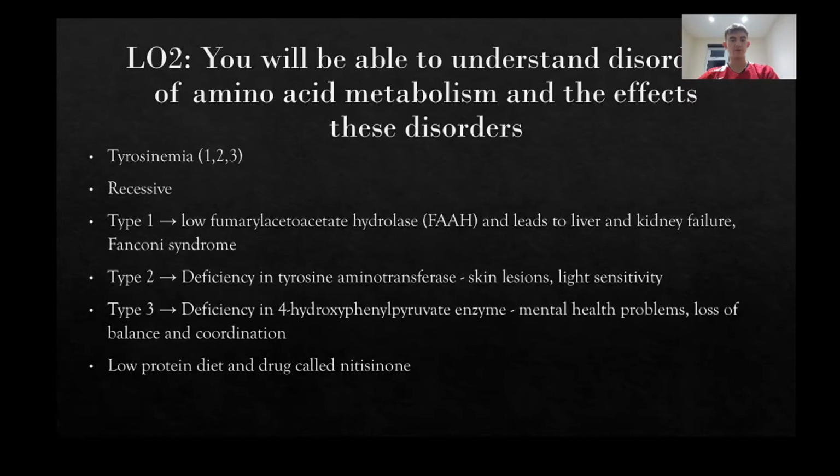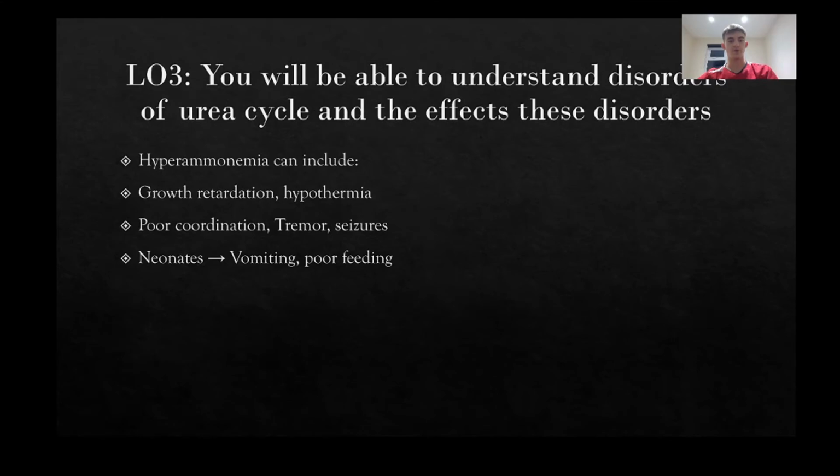Then we've got this tyrosinemia. They can either be type 1, 2, or 3, again recessive. So type 1 is low fumarylacetoacetate hydrolase and leads to liver and kidney failure. And we can also get this Fanconi syndrome, where your proximal tubule in your kidneys, instead of reabsorbing proteins and nutrients, they spill it out in your urine. Then we've got type 2 deficiency in tyrosine aminotransferase. So we've got these skin lesions and light sensitivity. And type 3 deficiency in 4-hydroxyphenylpyruvate enzyme, and that can cause mental health problems, loss of balance, and coordination. This can be treated with low protein diet again, so low protein, low these amino acids, and a drug called nitisinone.